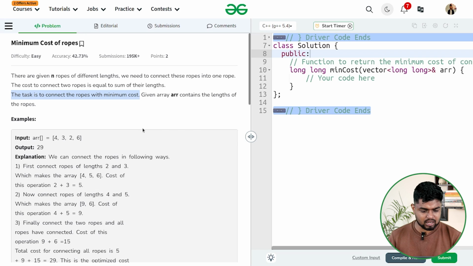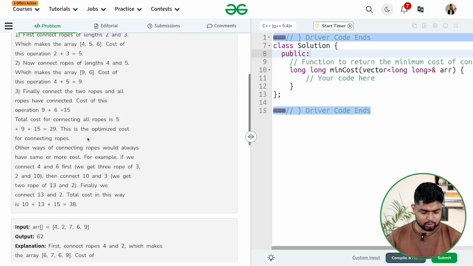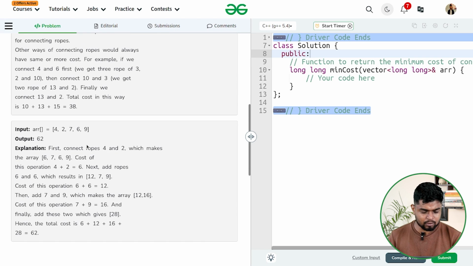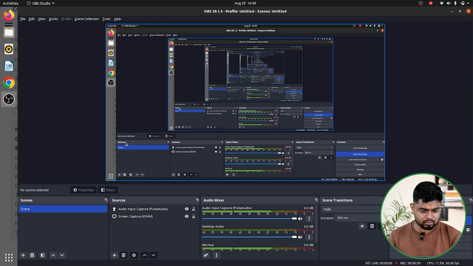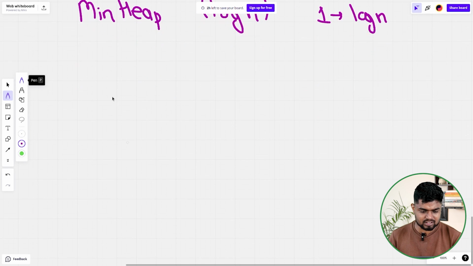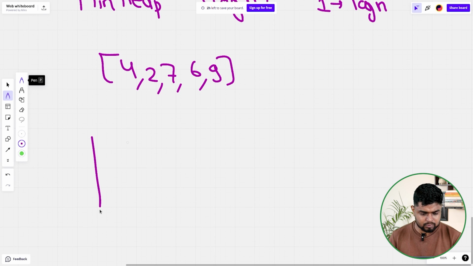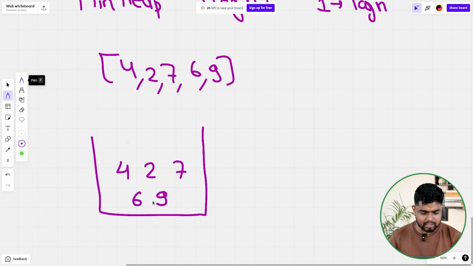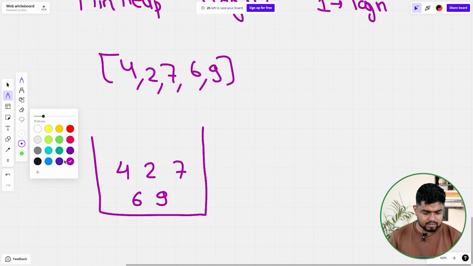Okay, so let's see the test case and then we'll try to better predict. Suppose that we have got 4, 2, 7, 6, 9. Now we will declare a min heap here. We have 4, then 2, then 7, then 6, then 9. Now you take the two minimum elements out.